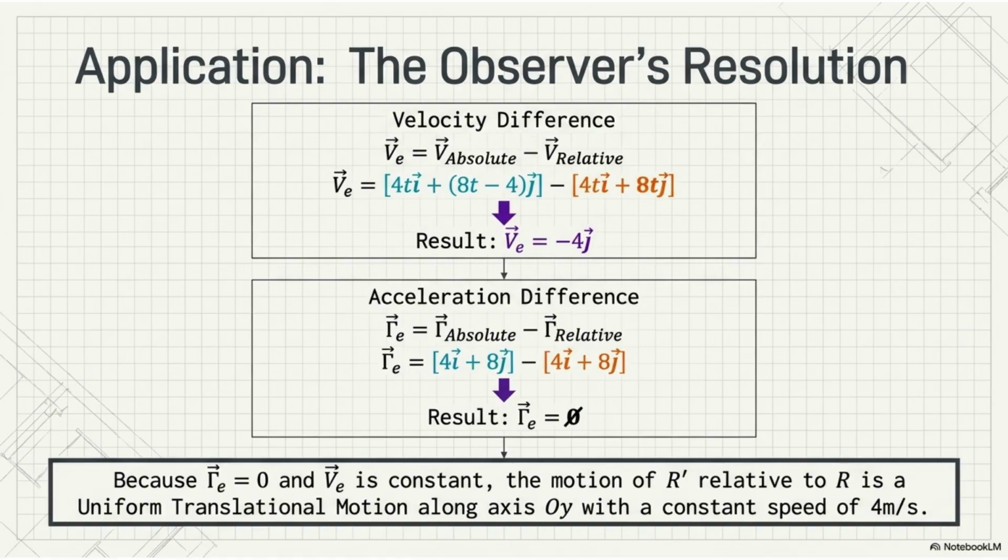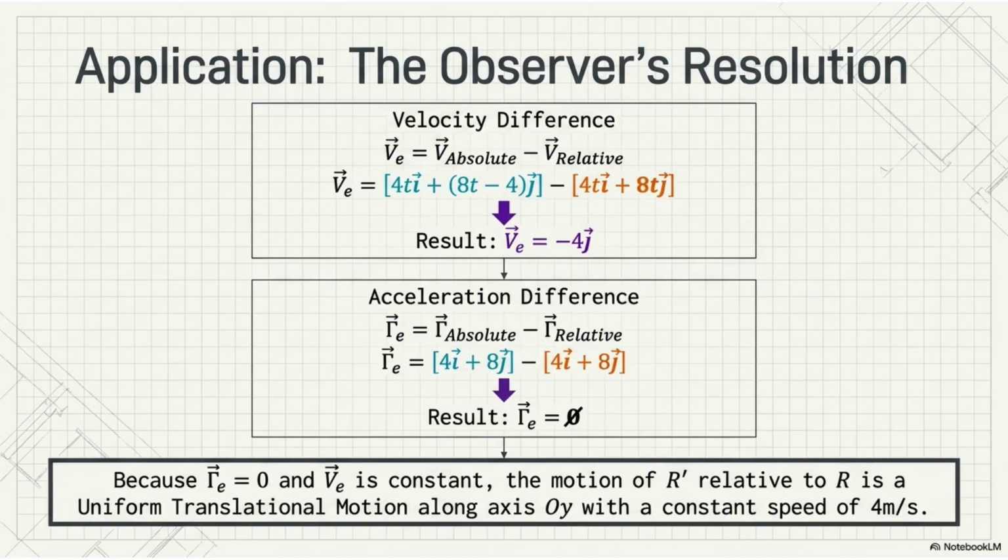Now we examine the acceleration. γ_e = γ_absolute − γ_relative. Substituting the two acceleration vectors gives γ_e = (4i + 8j) − (4i + 8j). The result is zero. Thus, the entrainment acceleration is zero, while the entrainment velocity is constant. We can therefore conclude that the motion of R' relative to R is uniform translational motion along the OY axis, with a constant speed of 4 meters per second.